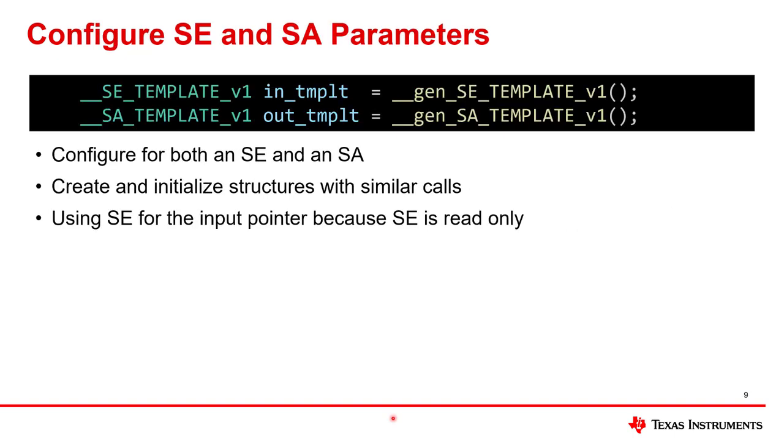The next two lines to consider are about configuring the SE and SA parameters. These lines call the functions that create a structure with all default values for the configuration. In template is for the in parameter, and out template is for the out parameter. We're using SE for in because SE is a read-only feature. SA can be used for read or write, and in this particular example, you're going to see it will be used for write.